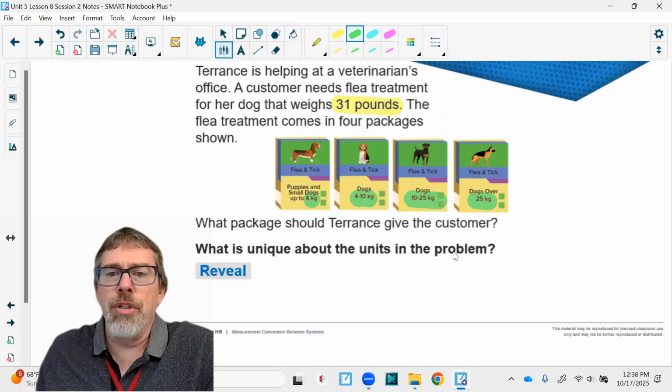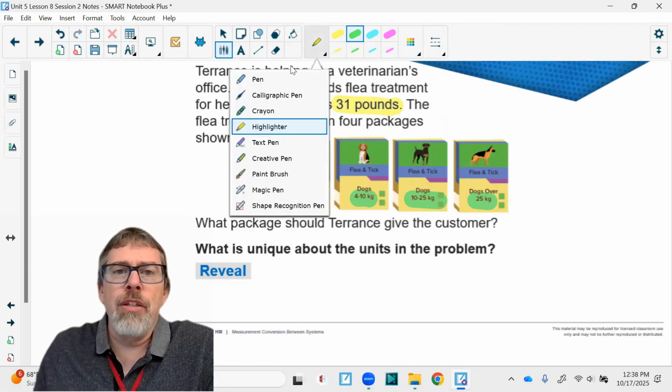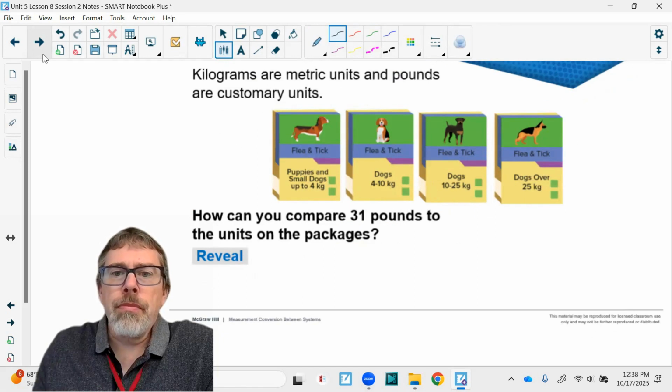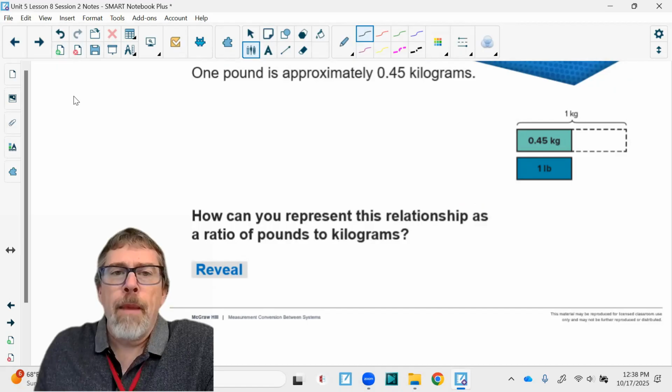What is unique about the units in the problem? Well, the units in the packaging are in kilograms. The way she weighed her dog was in pounds. So we need to do a conversion. How can we compare 31 pounds to the units on the packages? We can convert. So 1 pound is approximately 0.45 kilograms.